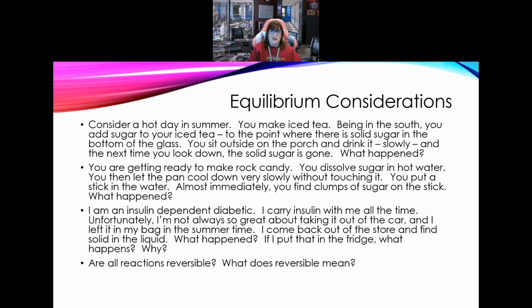Okay, another thing you may or may not have done. You're getting ready to make rock candy. So you've probably seen rock candy, sugar crystals that are on a stick, sometimes colored. In order to do this, you dissolve sugar in hot water. All right. Then you let the pan cool down very, very slowly without disturbing. And then you take and shove the stick into it, right? And all of a sudden, these things just crash out of the solution. You get these rocks that form on this stick.